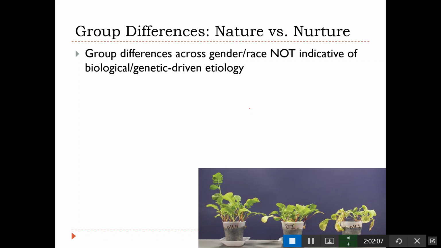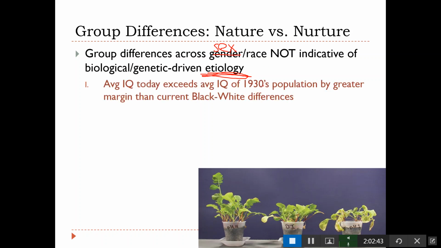And finally, to wrap up, we've got a couple other slides. I'm going to talk about ethics, but to wrap up this whole debate, right? Again, these group differences aren't across sex, I should say, and gender, but biological sex and race are not indicative of these biological or genetic-driven etiology. In other words, just like I've been kind of adamant about saying before, just because I know your sex and race, it doesn't mean that it's biologically determined, right?